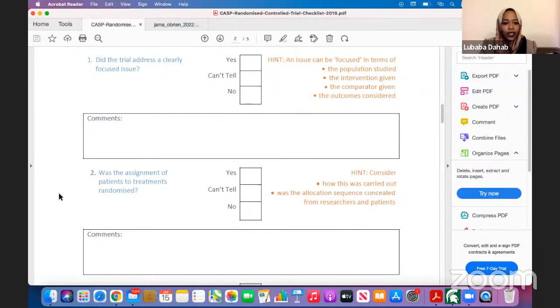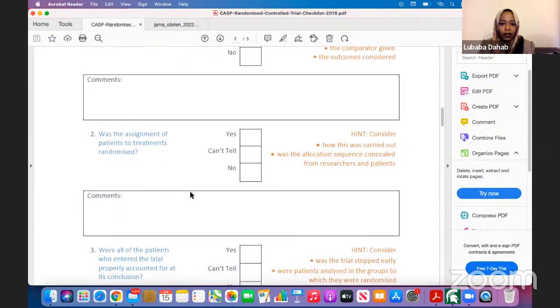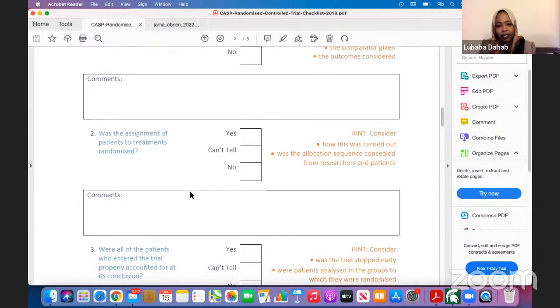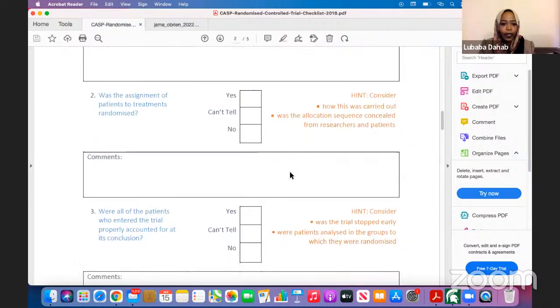Okay, so the second question is: was the assignment of patients to treatments randomized? This is clear from the title and what they mention in the study itself. It is a double-blinded randomized controlled trial, which is one of the gold standards of research that we depend on. So in this area, we can say with full confidence, yes. It was randomized, and they mention that in the study.